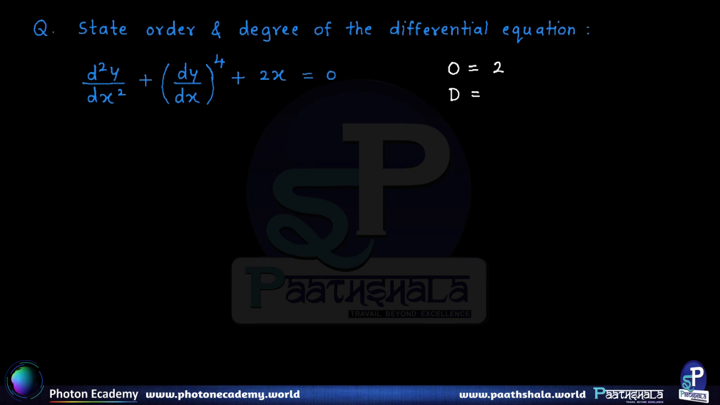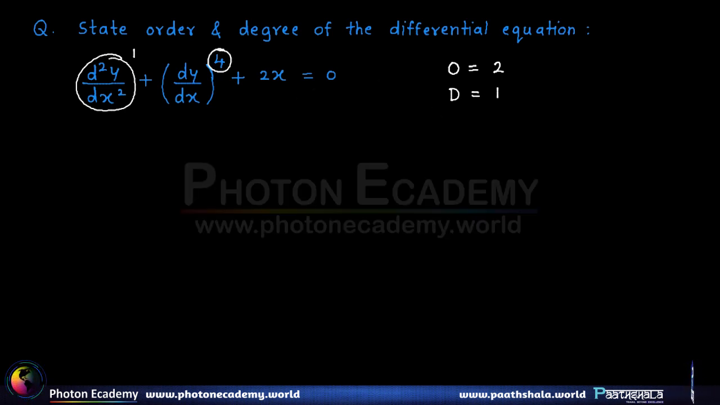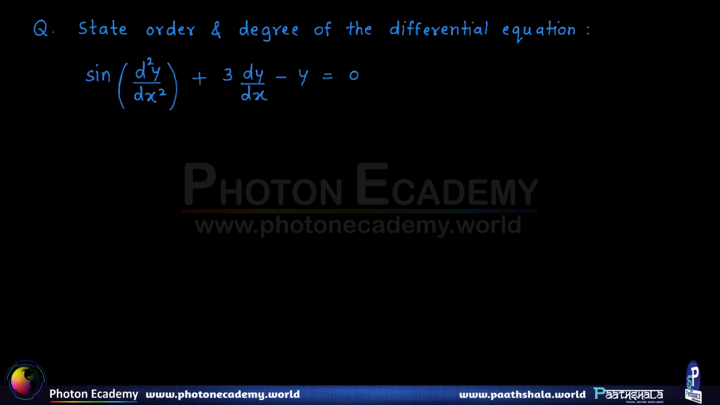So the degree of the differential equation is the degree of the highest order derivative, and the degree of this is 1. So therefore the degree of the entire equation is also 1. Let us not get misled by the higher power of 4, although it is higher than 1, because that is the degree of a lower order derivative dy by dx. So therefore that is not the right degree, right? Now let's see one more example.